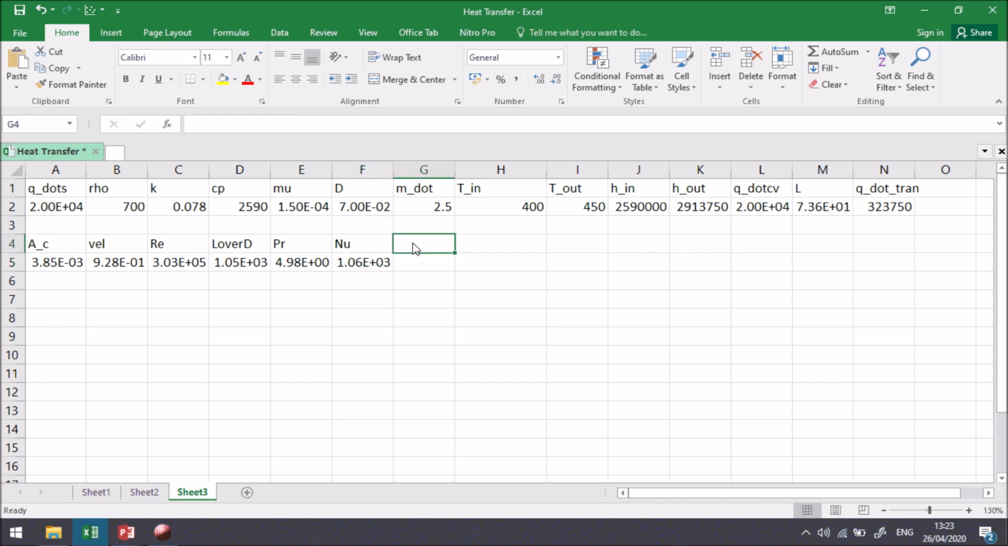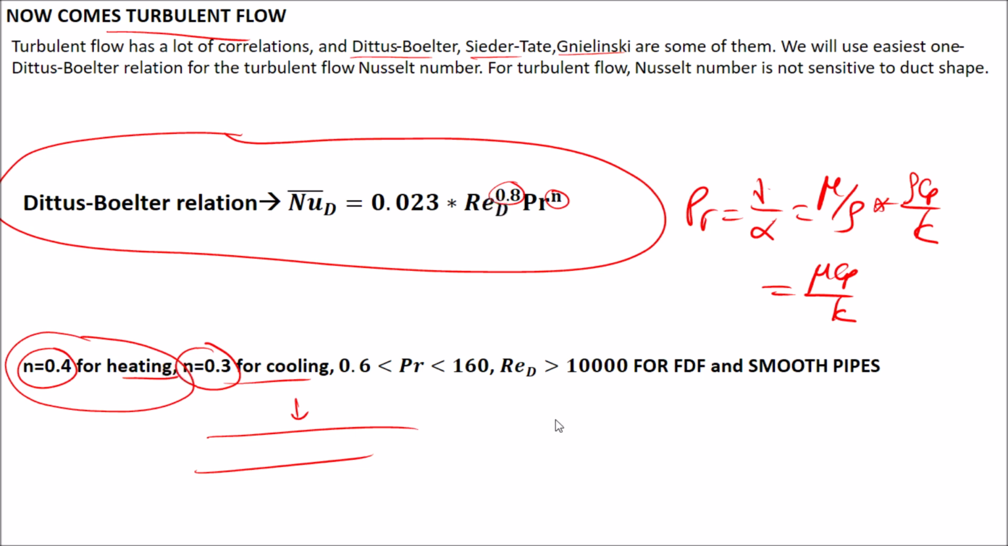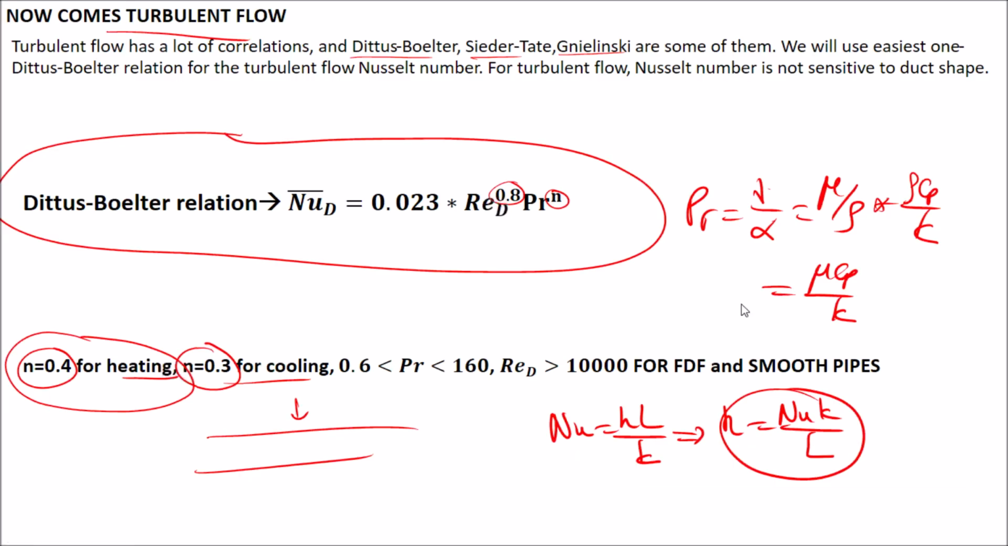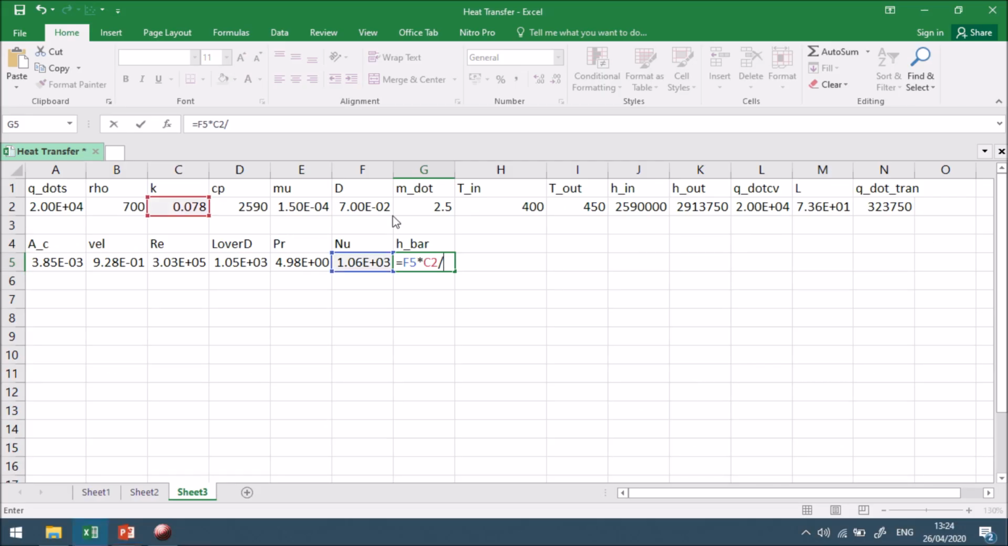It's about 1000, and then I will find the h value, because I know that the Nusselt number is hL by k. So h will be the Nusselt number times k divided by L. h bar is the average h. It will be the Nusselt number multiplied by k and divided by the characteristic length. For pipes, the characteristic length is the diameter. And this is the h bar value.